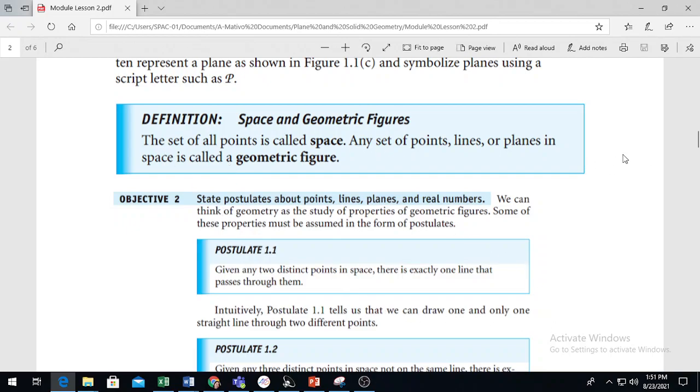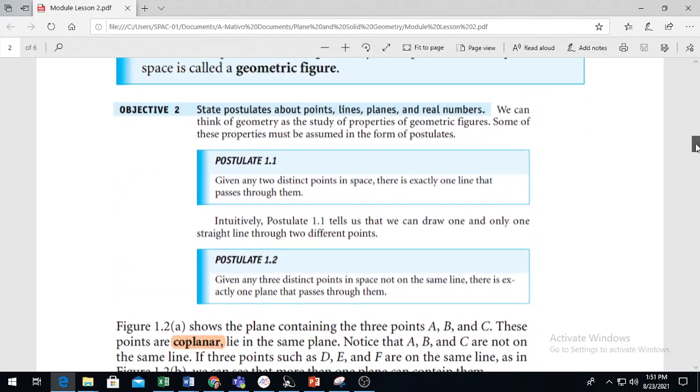Now let's proceed with objective number 2, state postulates about points, lines, planes, and real numbers. So we can think of geometry as the study of properties of geometric figures. Some of these properties must be assumed in the form of postulates. Do you remember what a postulate is? I will not tell you again what a postulate is. Check your notes and be able to remember what a postulate is. It's in our previous lesson.